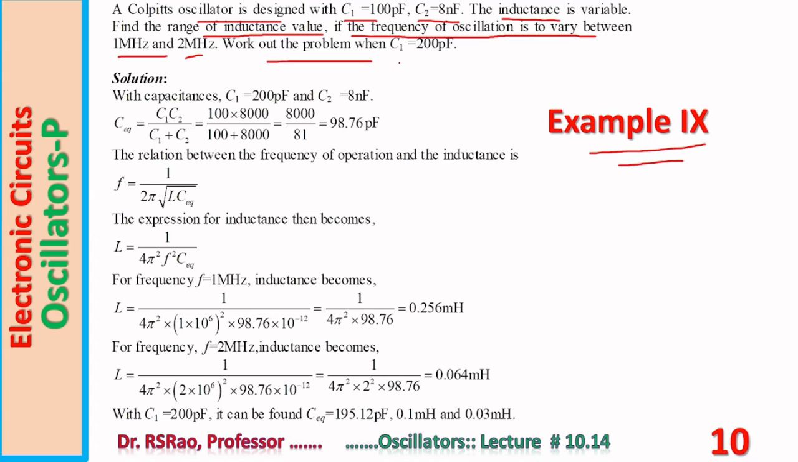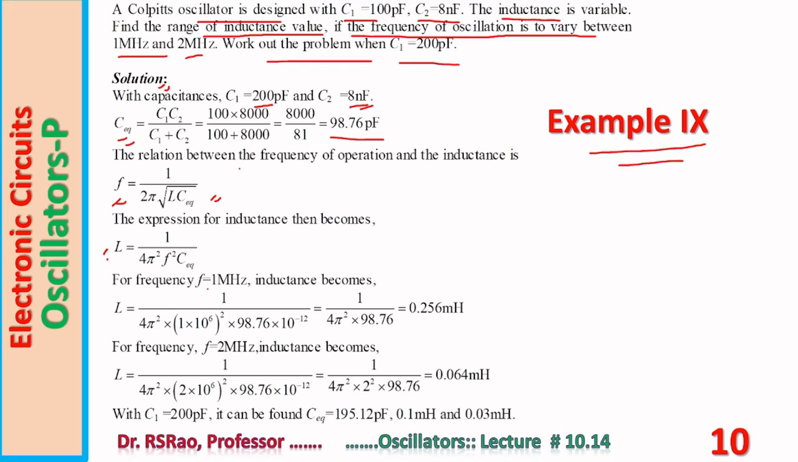Work out the problem when C1 is 200 picofarads. Given oscillator is a Colpitt's. Now solution. With the capacitances 200 picofarads and 8 nanofarads, C equivalent becomes 98.76 picofarads. Frequency for Colpitt's is F is equal to 1 by 2 pi square root of L C equivalent. Expression for inductance L becomes equal to 1 by 4 pi square F square C equivalent.